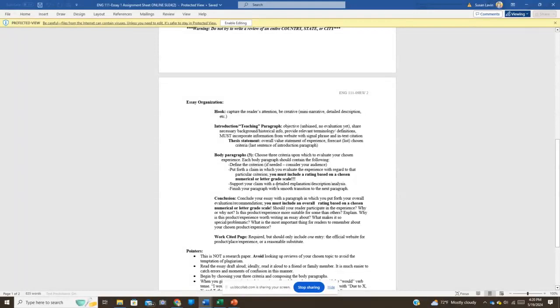body paragraph, and each one is going to be rated on a scale. So if you were doing a Mexican restaurant, you could do 4 out of 5 sombreros or 4 out of 5 margaritas. If you were doing a museum, you could do 4 out of 5 exhibits or 3 out of 5.